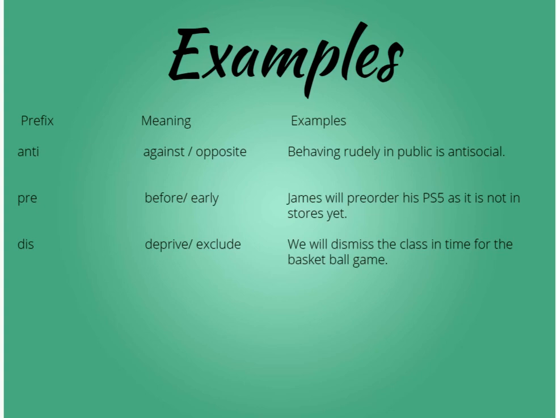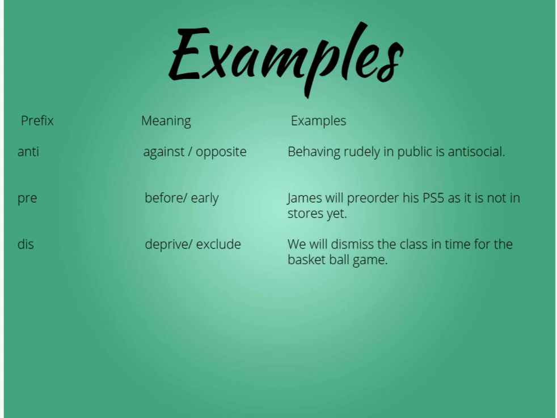Next, we have pre, which means before or early. Pre can be previous, previously, which means before. An example of this can be: James will pre-order his PS5 as it is not yet in stores. What does this mean? When you pre-order something, you're ordering it before it is available to anybody else.